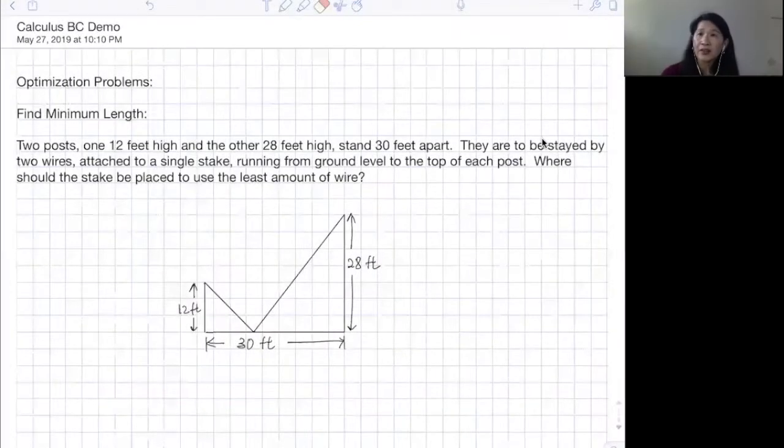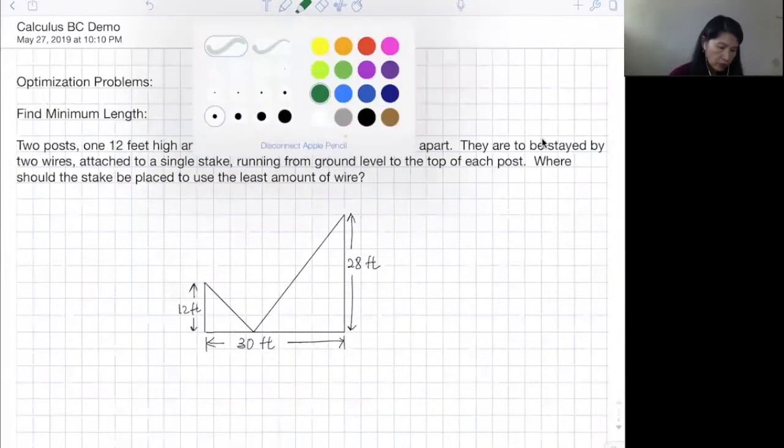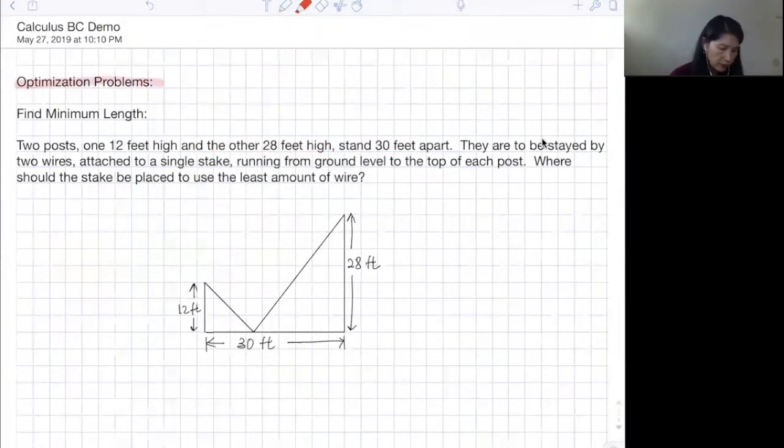In this video, I will work on an optimization problem, which is a type of application problem that the students in Calc BC will work on after the unit on derivatives. I also chose this problem because it illustrates the type of algebraic skills that will be required of the Calc BC student. In an optimization problem, we are usually asked to find either the maximum or the minimum of a function. In this particular problem, we are looking for the minimum length of a wire.